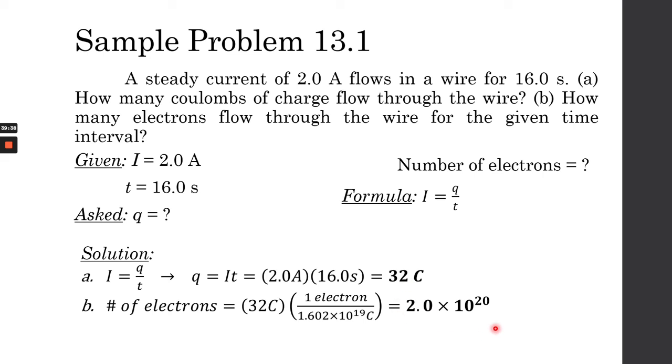You can see that's a lot of electrons. So it's the total number of electrons. Again, this is not number density. This is just the total number of electrons that pass through the wire.